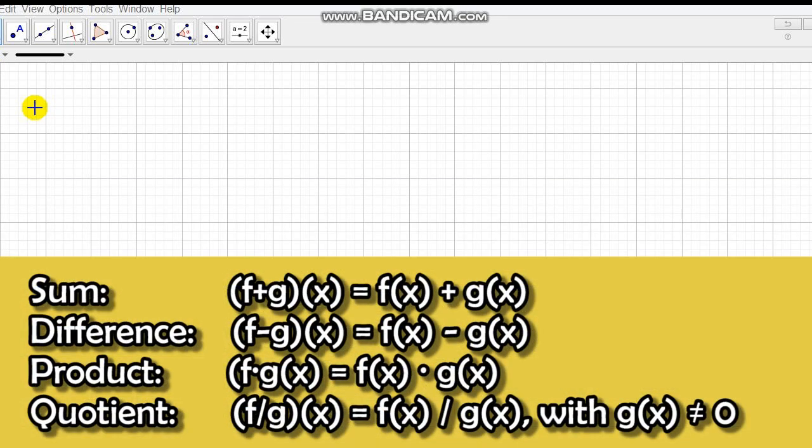For the sum, it's f plus g of x is equal to f of x plus g of x. The difference is f minus g of x is equal to f of x minus g of x. The product is f times g of x is equal to f of x times g of x. And quotient is f over g of x is equal to f of x over g of x, with g of x not equal to 0.